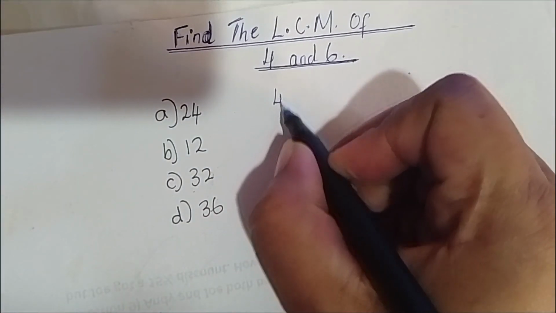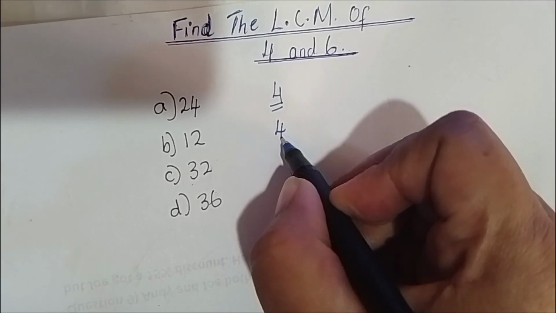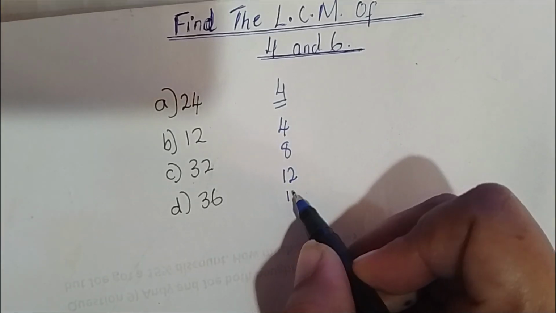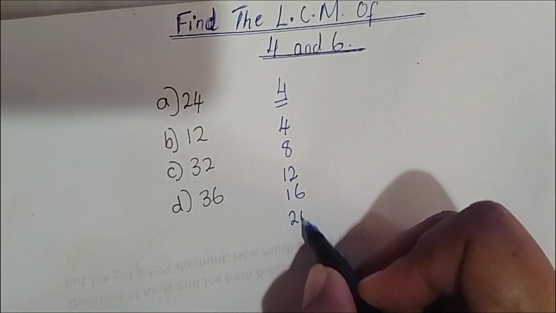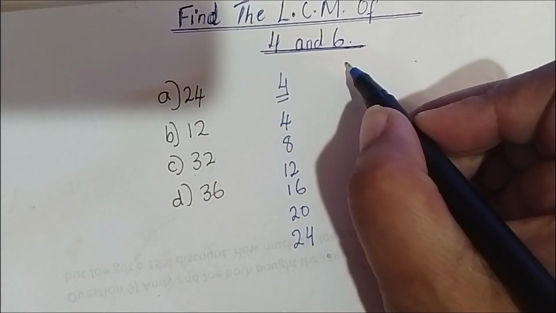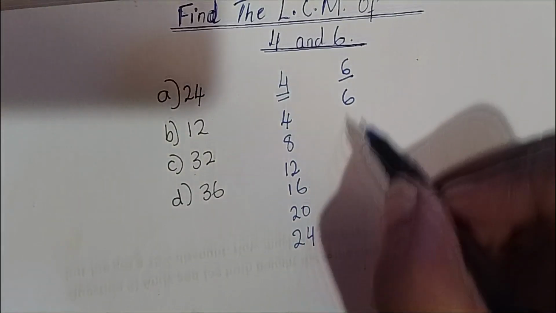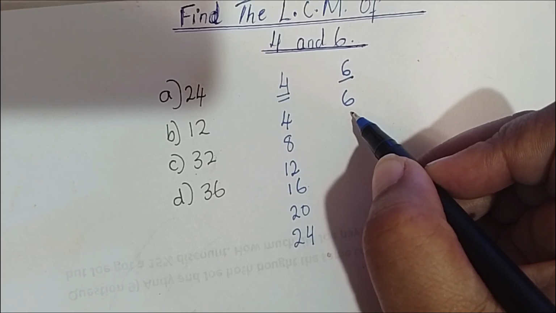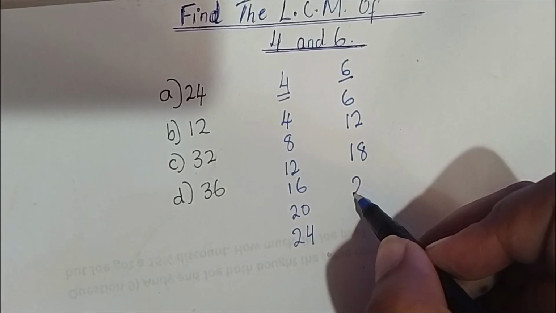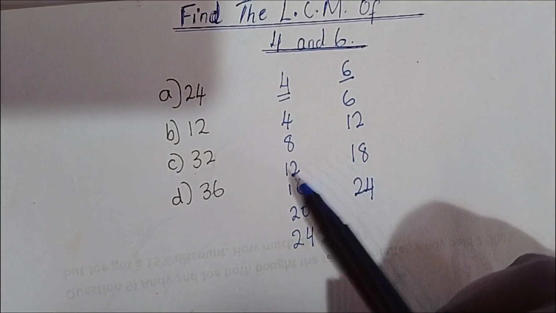We start with 4. The multiples of 4 are 4, 8, 12, 16, 20, 24. Okay, now the multiples of 6 are 6, 12, 18, 24. We'll stop here. Now we already see there are commons here.